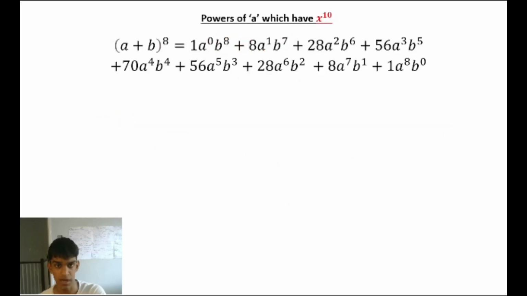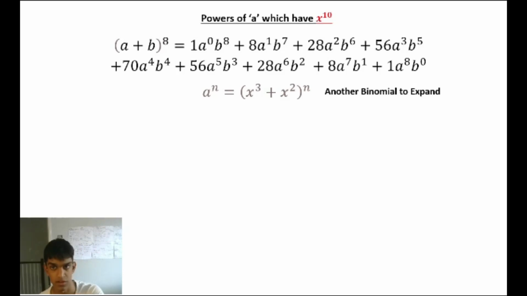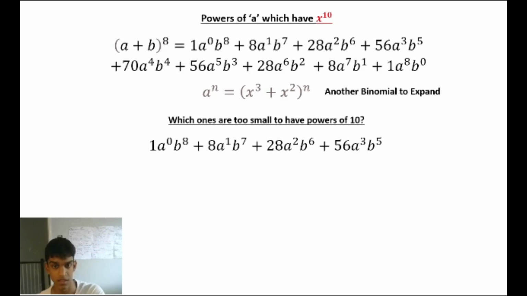So which powers of a contain an x power of 10? When we have a power of a, which is x cubed plus x squared, to the power of n, it is another binomial to expand, and this will give us the x to the power of 10. So which values of a to the power of n are too small to contain powers of 10? It's these ones, and I'll explain why in just a moment.